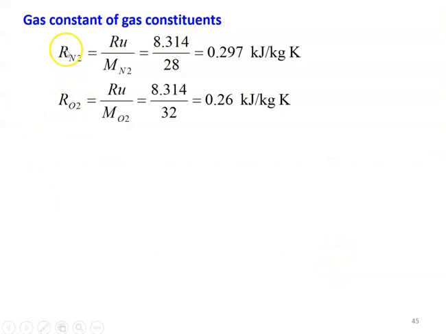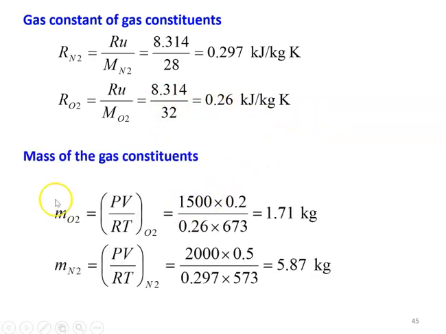We calculate the gas constants of the gas constituents. So, nitrogen RN2 equals Ru by MN2, which is 8.314 divided by 28, equal to 0.297 kilojoules per kilogram Kelvin. RO2, which is Ru by MO2, which is 8.314 divided by 32, equal to 0.26 kilojoules per kilogram Kelvin.